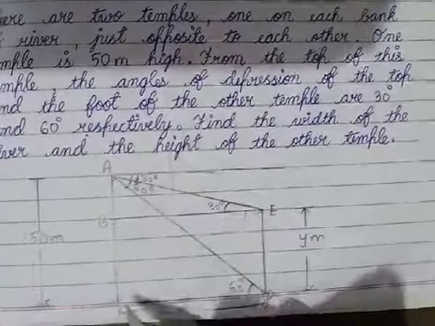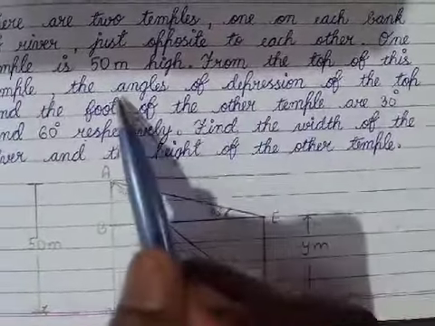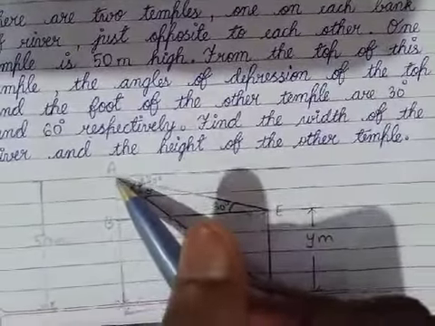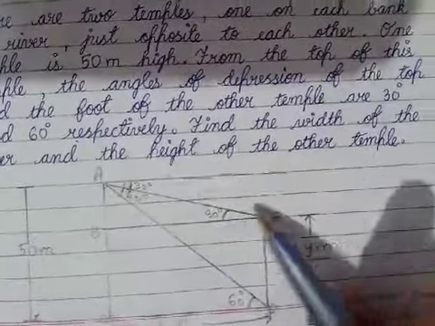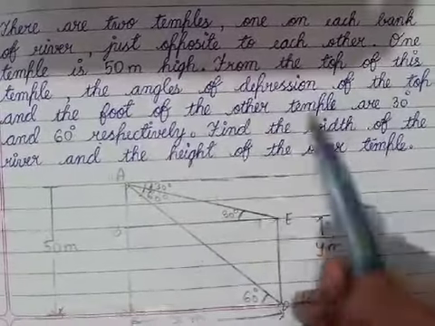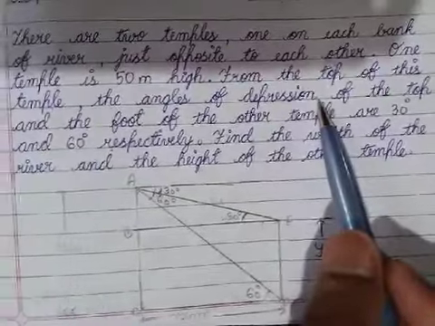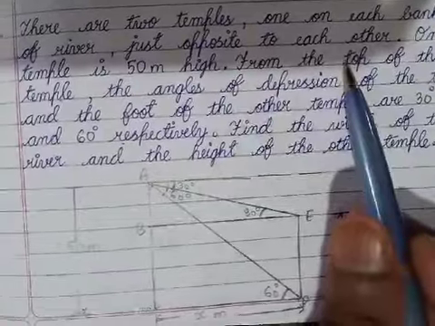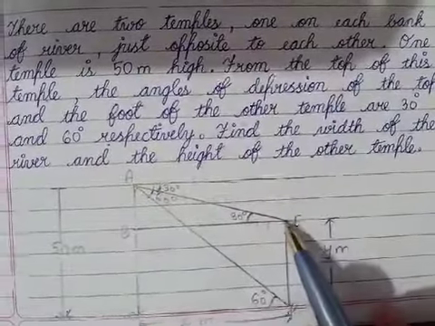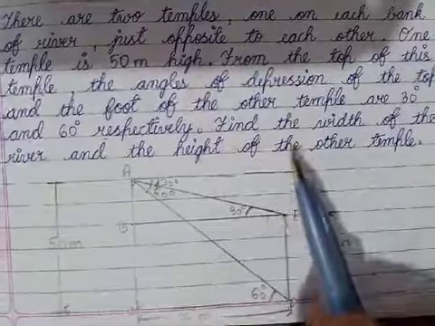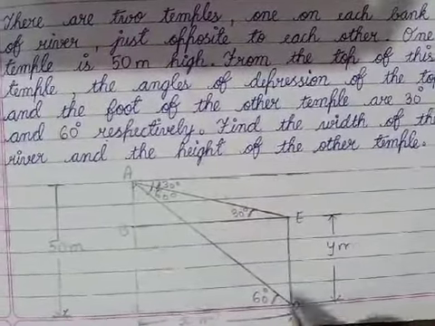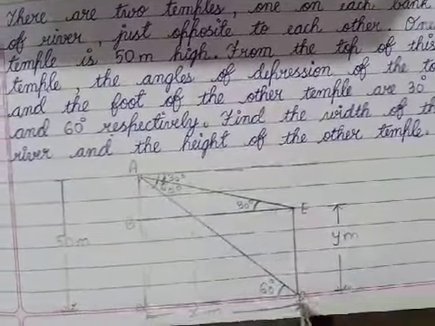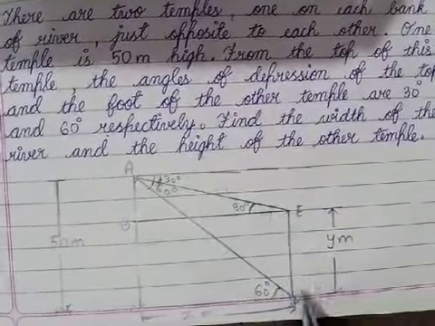So which temple is more height? From where you are looking and forming the angle of depression. The angle of depression shows that the height of the temple, which is 50 meter, is more than the other temple. Otherwise you cannot form an angle of depression. If this is more, then you are going to form only the angle of elevation. Angle of depression cannot be formed to the top of that temple. Here the angle of depression is formed, which indicates that from where you are looking, the other temple is less than that. The height of the other temple is less than that.